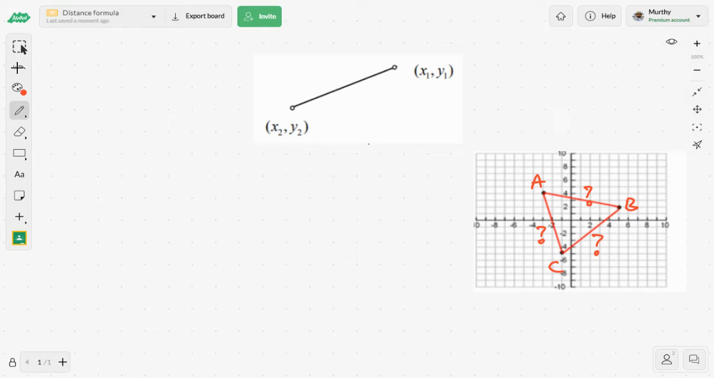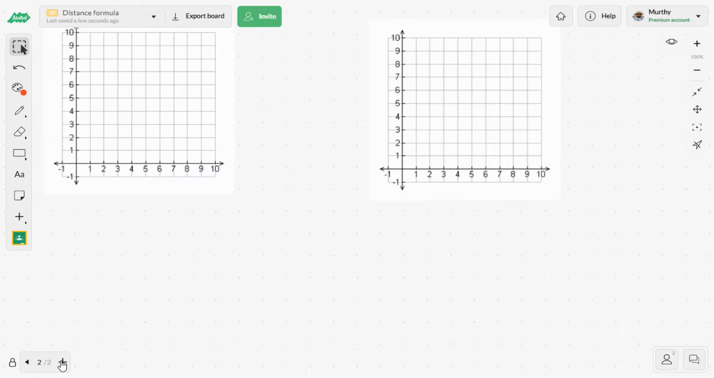In the previous classes, maybe last year, you might have learned that the distance between 2 points equals the square root of x2 minus x1 whole square plus y2 minus y1 whole square. You may get a doubt how this formula is derived. So let's go to the next page.